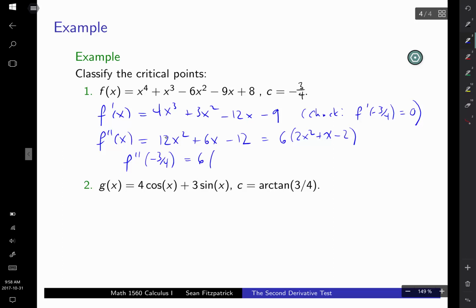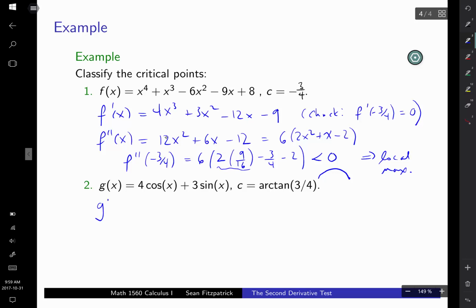And so if we wanted to calculate f double prime at minus 3 over 4, it's going to be 6 times 2 times, if I square minus 3 over 4, I get 9 over 16, minus 3 over 4, minus 2. Well, this is going to come out to be negative, right? Because this number here, 9 over 8, is going to be just a little bit bigger than 1. But the other two terms are negative. So this is negative, which means that we're concave down, which means that we have a local maximum, right?